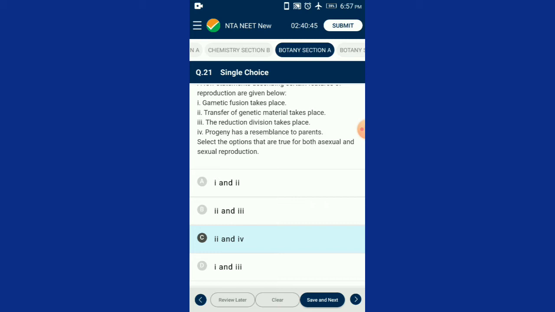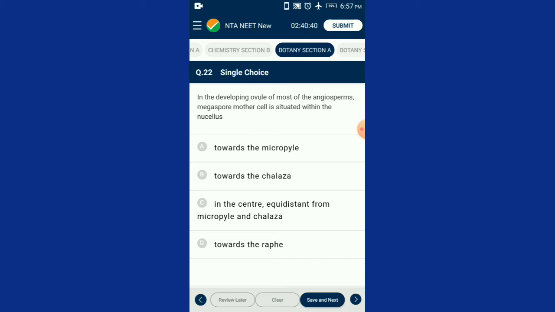Question number 22. In the developing ovule of most of the angiosperms, the megaspore mother cell is situated within the nucellus. One cell of the nucellus towards the micropylar end enlarges and derives nutrition from the nucellar cells. This is called the megaspore mother cell.